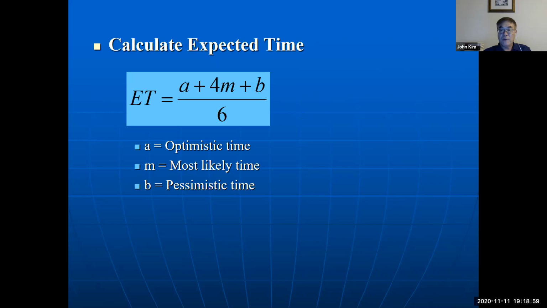So using this formula, find the expected time for each activity. So using this: A plus 4 times M plus B, where optimistic time A, most likely time M, and pessimistic time B, and then divided by 6. This is a kind of weighted average. Coefficients of this one are 1, 4, 1. So 1 plus 4 plus 1 equals 6. So divided by 6.